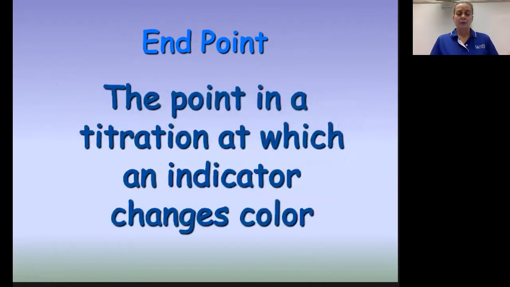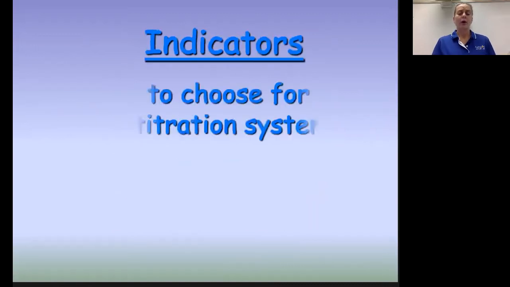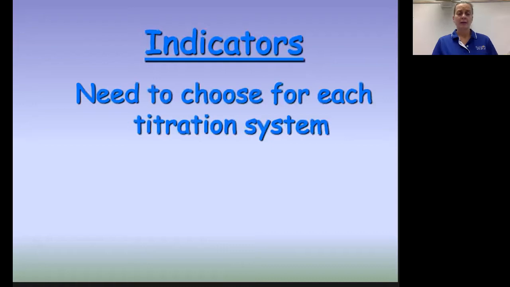There's a small difference between an equivalence point and an endpoint. The endpoint is when our indicator actually changes color, or when we are physically able to perceive the color change. We want the endpoint and the equivalence point to be as close together as is possible. And so that means that when we choose our indicator, we're going to choose the appropriate indicator, the one that is going to change color as close to that equivalence point as possible.